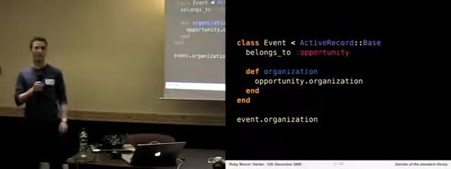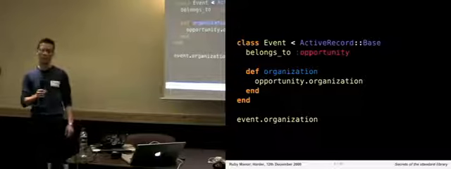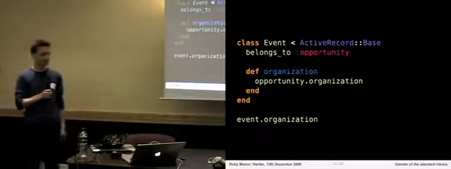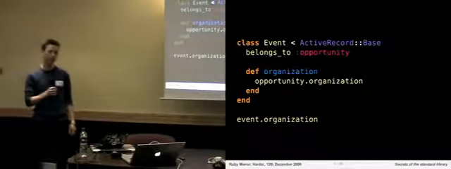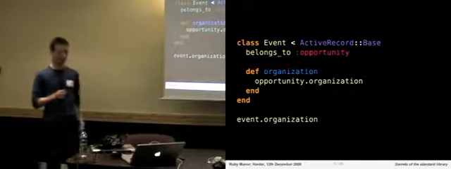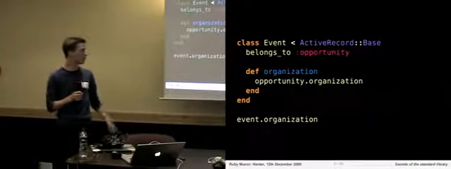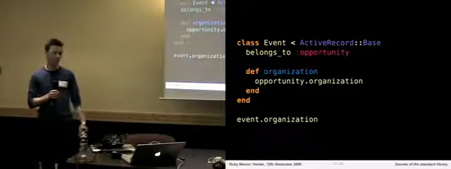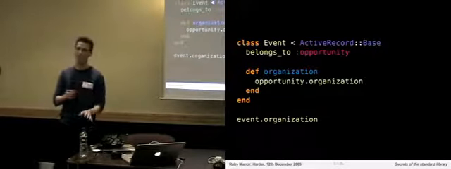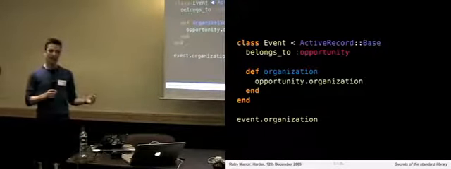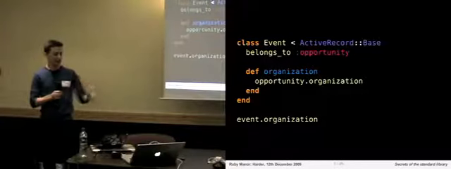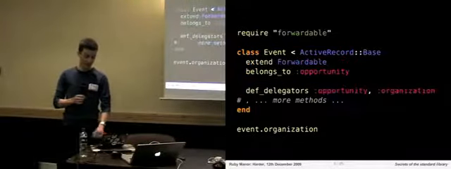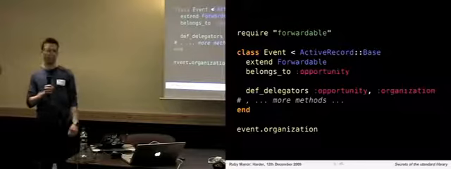So what you might be tempted to do is to write a little wrapper method that says def organisation, opportunity.organisation, and it simply calls up the chain and returns it. And then we can do event.organisation, and it works, and we're happy. But if this sounds like a common pattern, that's because it is, and it turns out that in the standard library, there's something that will do this for us.